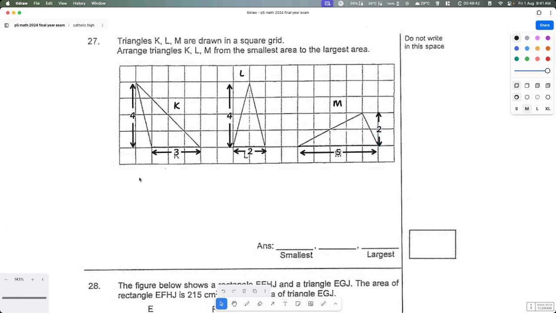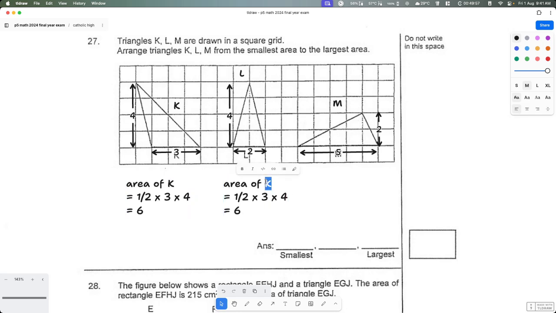With that said, we can calculate the area of K. It's half times base 3 times height 4, so this will be 6. Area of L is half times base 2 times height 4, so this will become 4. And lastly, area of M is half times 5 times 2, and this will give us 5.